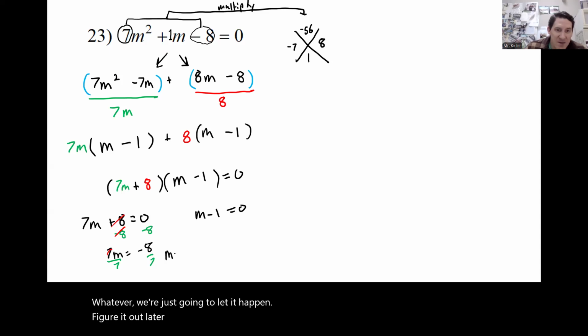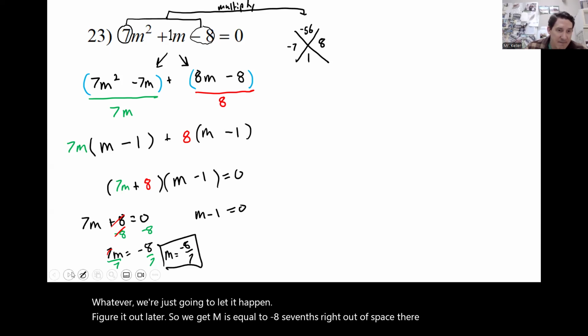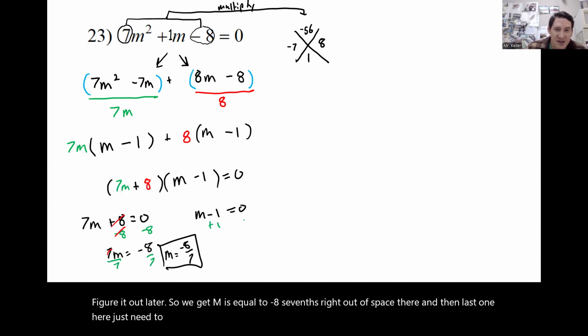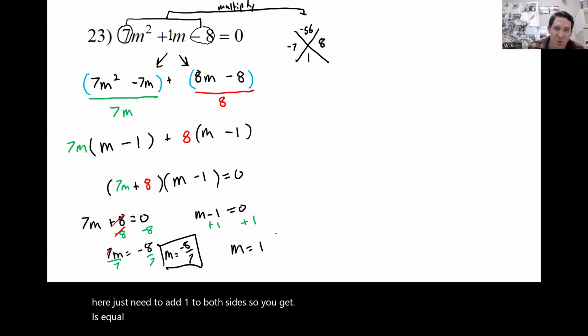So we get m is equal to negative 8/7. Ran out of space there. And then last one here. Just need to add 1 to both sides. So you get m is equal to positive 1.